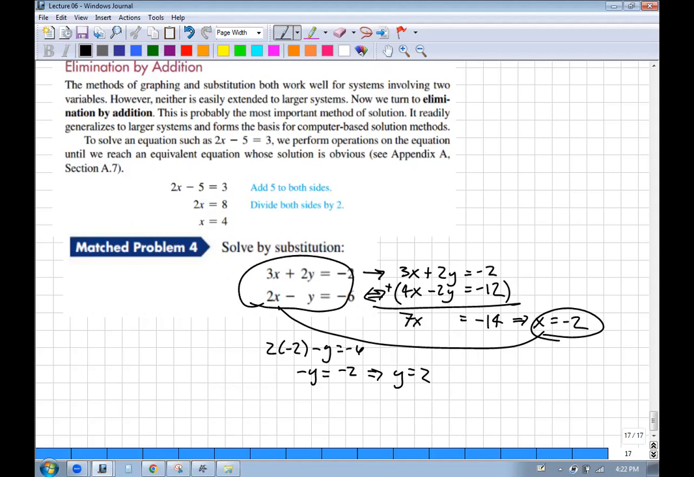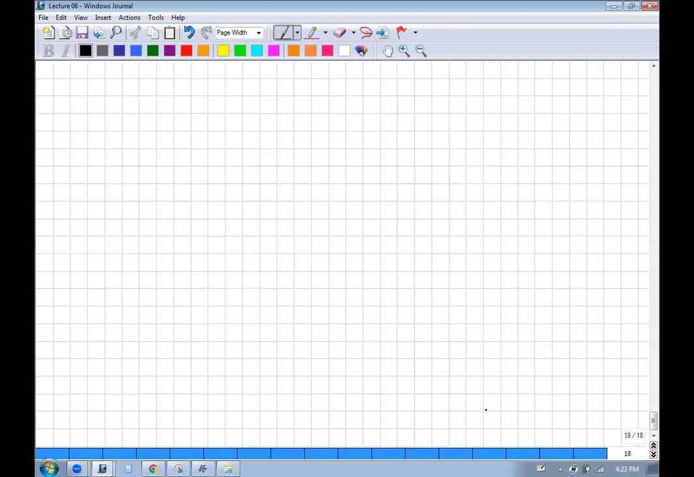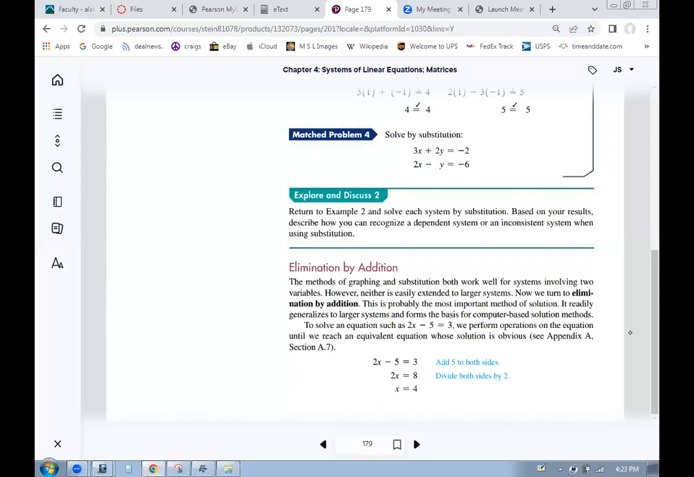You look at these and be like, man, if this was just twice that, right? If I doubled everything, those would match up. So I could be like, okay, 3 plus twice this is this. This plus twice that goes away. And minus 2 plus twice that is minus 14, right? So you might find it easier to do elimination by addition instead of substitution. It's just an alternative approach, okay?